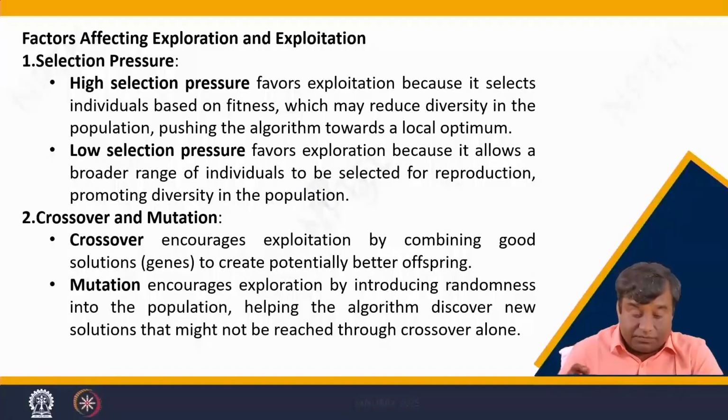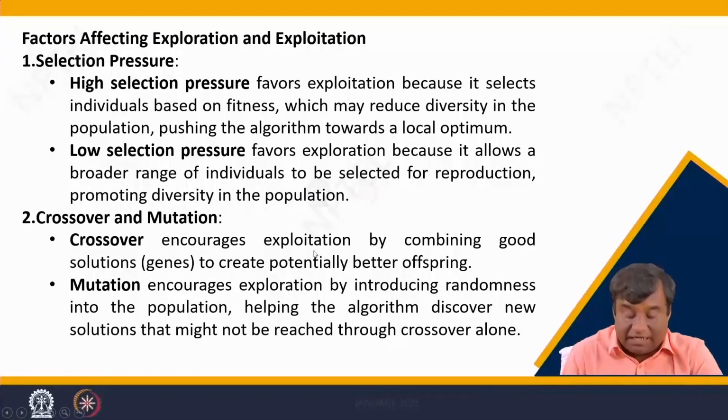over generations. Factors affecting exploration and exploitation. First one is selection pressure. High selection pressure favors exploitation because it selects individuals based on fitness, which may reduce diversity in the population, pushing the algorithm towards a local optimum. Low selection pressure favors exploration because it allows a broader range of individuals to be selected for reproduction and promotes diversity in the population.